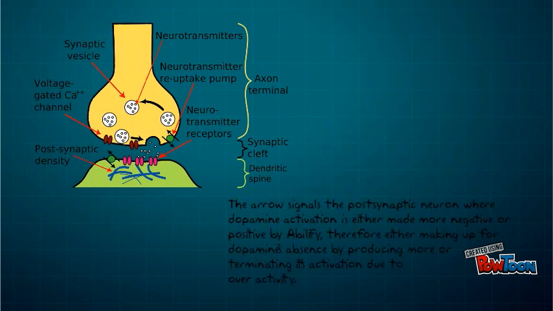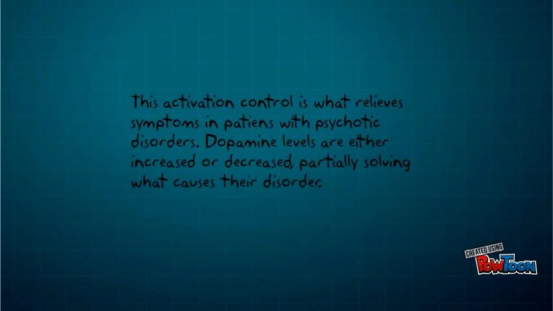The arrow pictured signals the postsynaptic neuron where dopamine activation is either made more negative or positive by Abilify. That means it either activates or terminates dopamine. This activation control is what relieves symptoms in patients with psychotic disorders. Dopamine levels are either increased or decreased, partially slowing down what causes their psychotic disorders to tick.